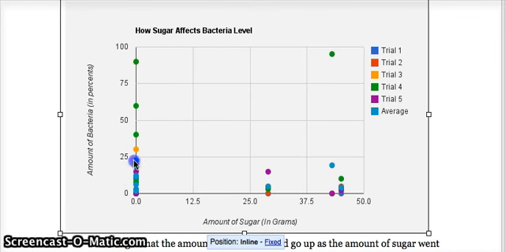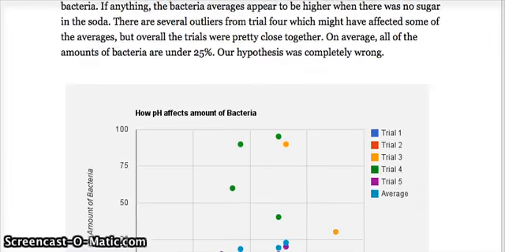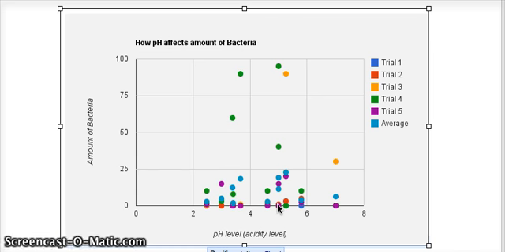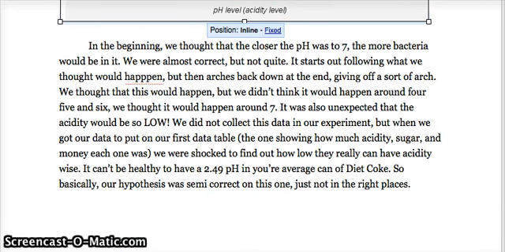In sugar, the bacteria actually went down as there grew to be more sugar, which was totally not what we expected. It didn't go down by as much as in price, but it did go down, so our hypothesis was really wrong. And in pH, it actually fit in with our hypothesis. The amount of bacteria spiked, though just a little less, around pH 5, and went down on either side of that. So basically, most of our predictions were right, but none of them had a very large effect.